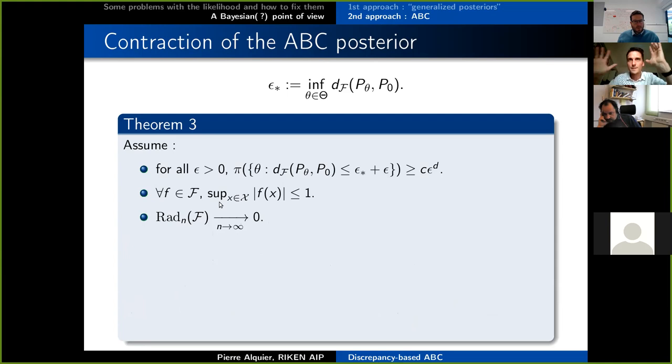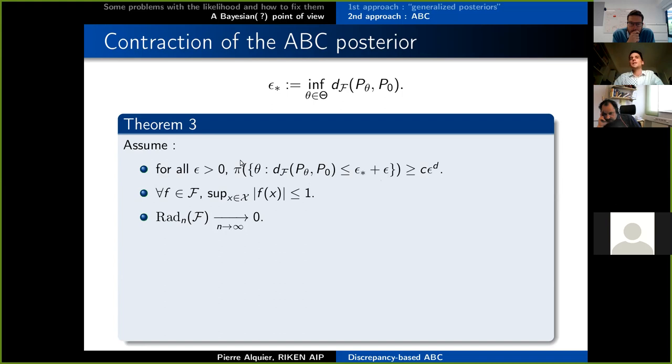In the same way, we have to use a family F with bounded functions, which was the case, for example, with Kolmogorov distance, with MMD, if the kernel is bounded, etc. And then the first hypothesis here is simply a prior mass condition. It just tells you basically that the prior gives at least a little mass to a neighborhood of the best parameter. And it's exactly the same assumption that you have in any contraction of the posterior results, even in the non-ABC world. You know, like you consider the true posterior.